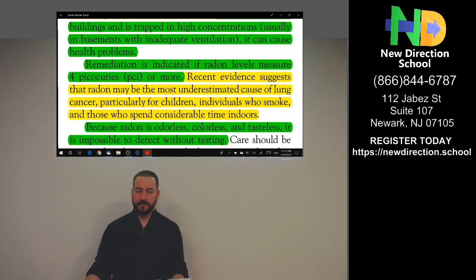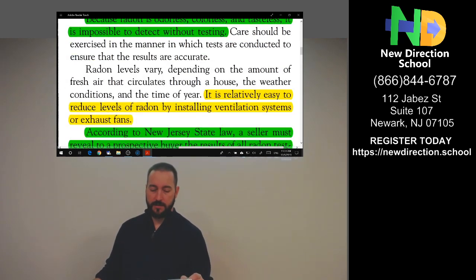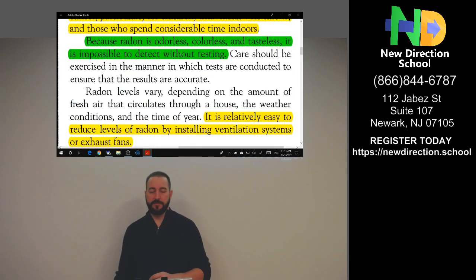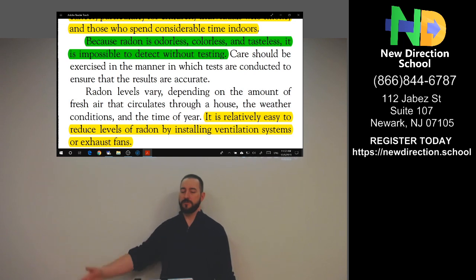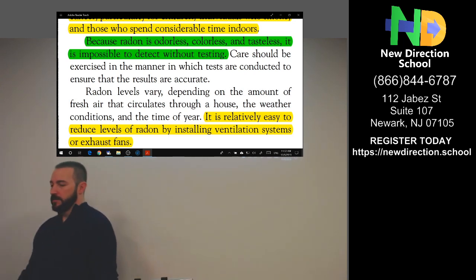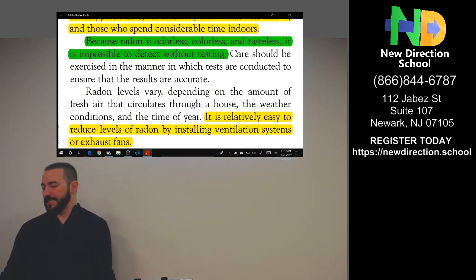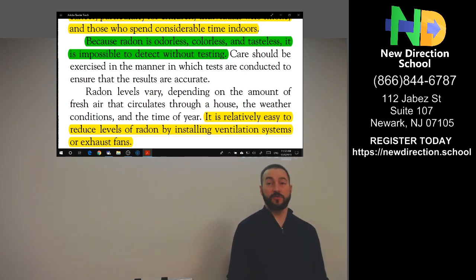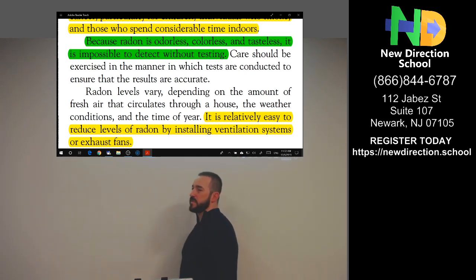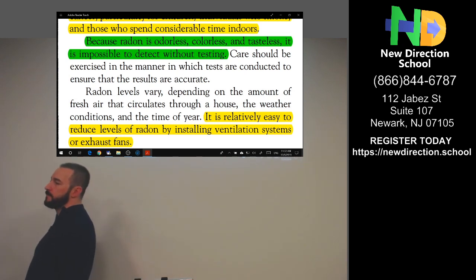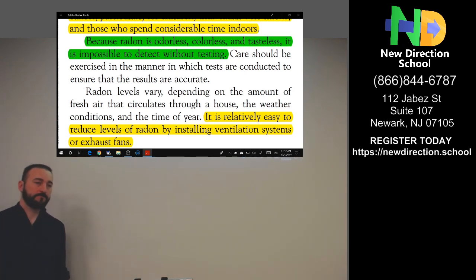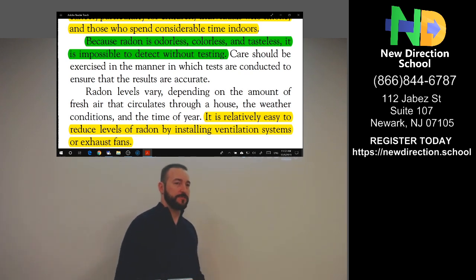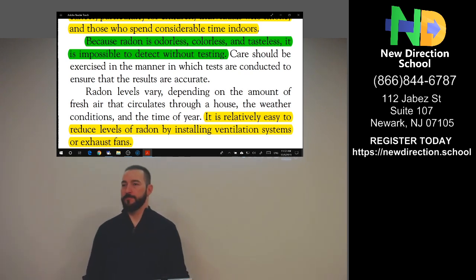Does that make sense? So it says right here, radon levels vary depending on the amount of fresh air that circulates through the house, the weather conditions, and the time of the year. And as it says right here, it is relatively easy to reduce levels of radon by installing ventilation systems or exhaust fans. As long as there's proper circulation, you should be okay. Again, basements, do we have proper ventilation? No. Right?